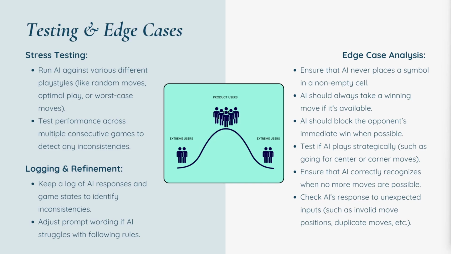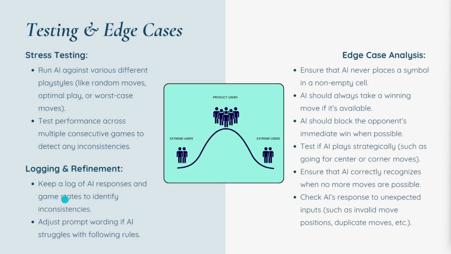We also need to assess the AI's strategy. Does it prioritize strong moves, such as taking the center square or corners first? Or is it making random suboptimal choices that a normal person wouldn't make? Lastly, we need to check how the AI handles unexpected inputs, like a user attempting to enter an invalid move, or if duplicate moves are mistakenly processed. This helps ensure that the AI remains robust and doesn't break under unusual conditions.